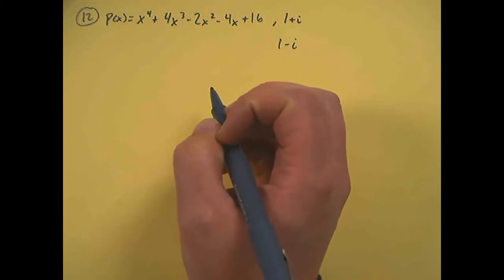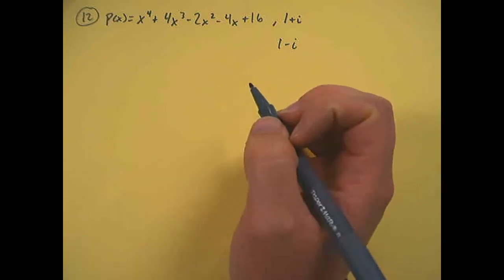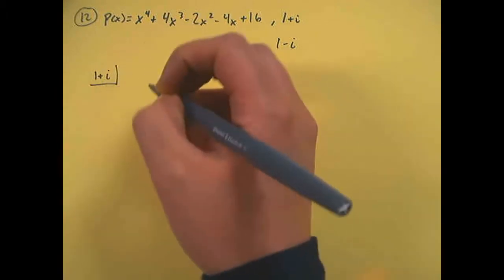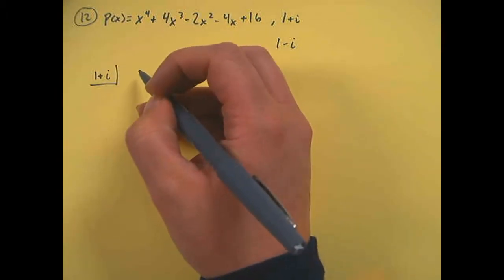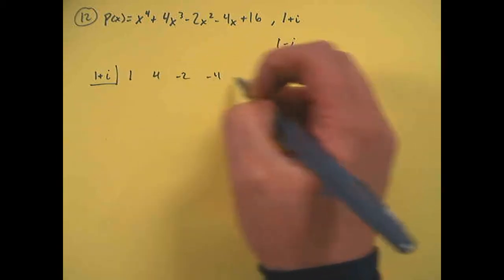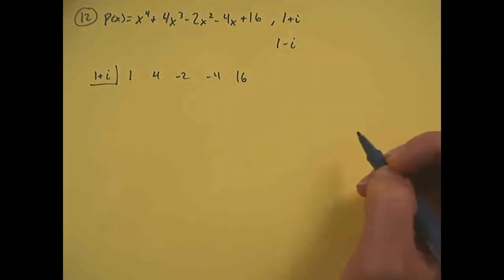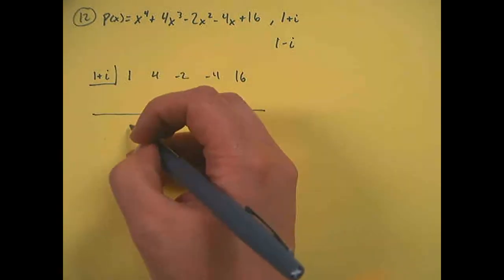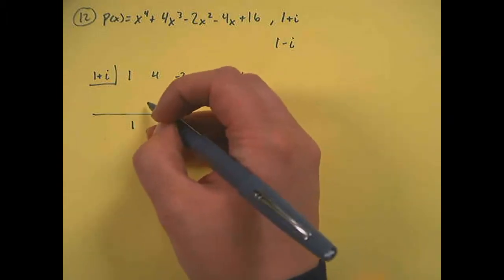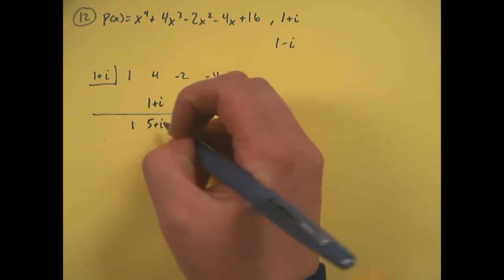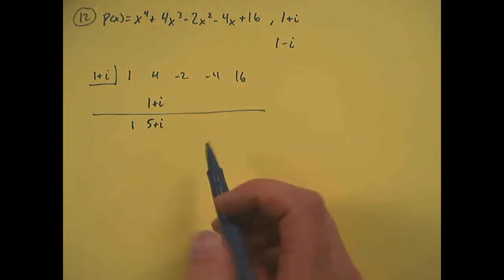I'm going to use synthetic division since it's a little bit cleaner looking for this purpose. So we'll have 1 plus i in the corner. That's our first zero. And then we have 1, 4, negative 2, negative 4, and 16 as our coefficients. So then we bring down the 1. 1 times 1 plus i is 1 plus i. Combining these, we get 5 plus i.